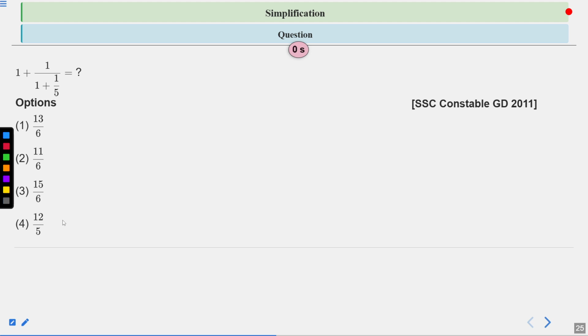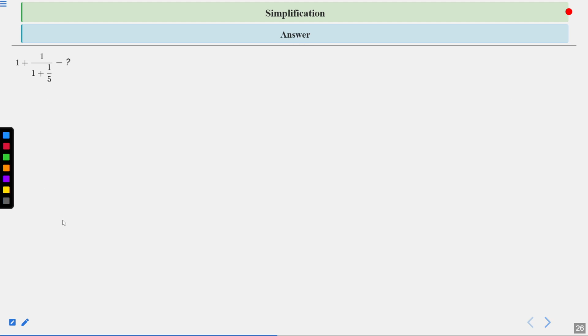Now time's up. Let's see the solution. So just a simplification question. 1 plus 1 upon 1 plus 1 upon 5. What will be the value of this expression? We just solve it and we get our answer. The correct answer is the second one, which is 11 by 6. Now see the detailed solution using concept 2.3 in this question.